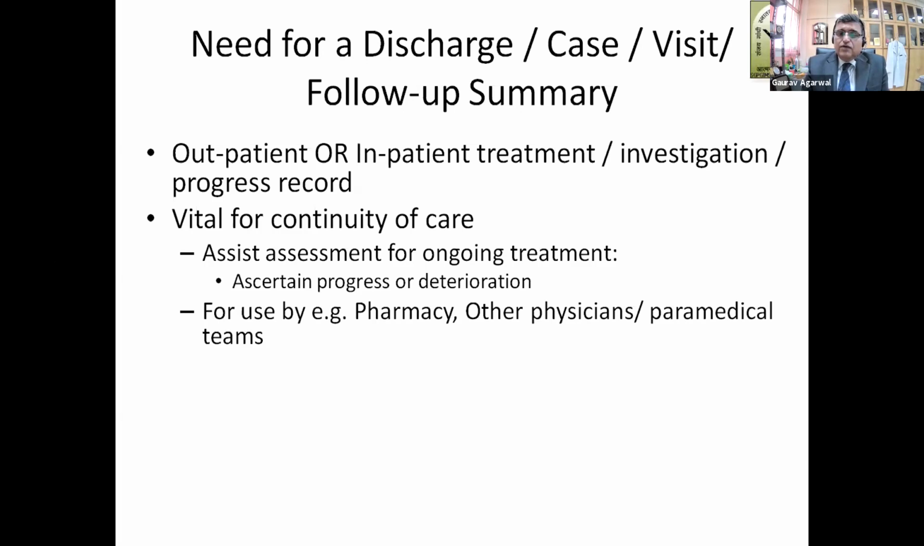Think for yourself. Often you would be seeing patients referred from other hospitals, and unless the patient carries appropriate records, including the discharge summary or the case summary or visit summary or follow-up summary, you would be totally lost. You would be searching for all that information regarding what all treatment the patient has undertaken earlier on. And these documents assist the assessment of ongoing treatment. They help you ascertain progress or deterioration of a patient's condition while on treatment.